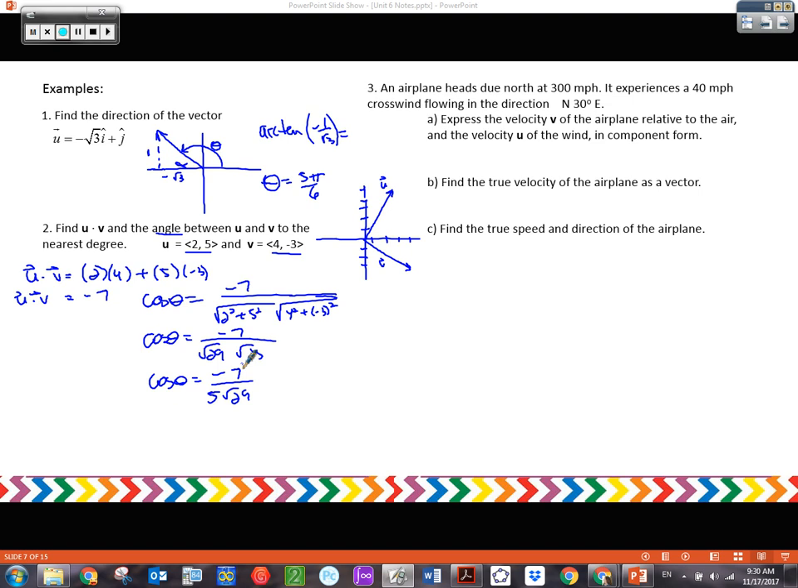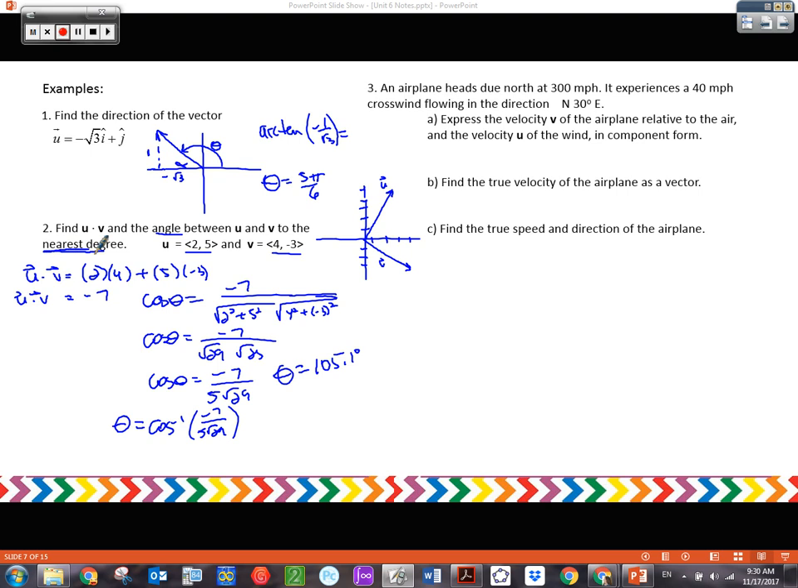And typically with this kind of problem, they are wanting degrees. I mean, I know it's kind of disappointing, right? We want radians, but they're kind of wanting degrees, so let's just use degrees. So I would find theta by doing cosine inverse of negative 7 over 5 root 29. And so theta is going to be 105.1. Oh, they did tell us to do degrees.